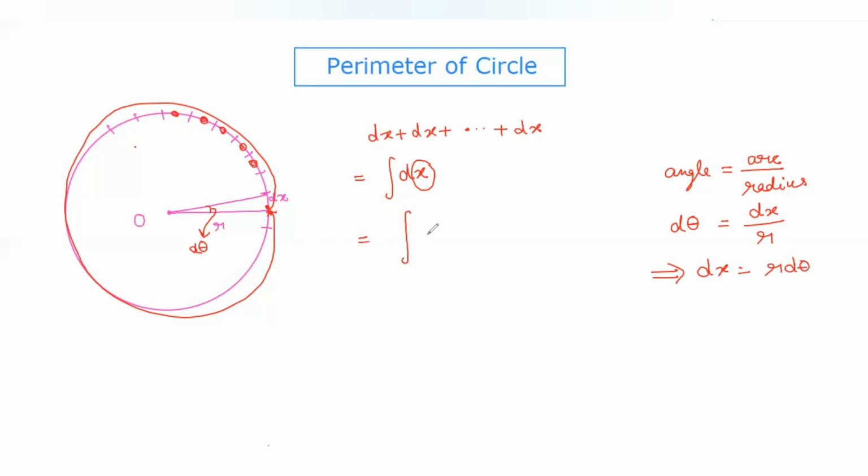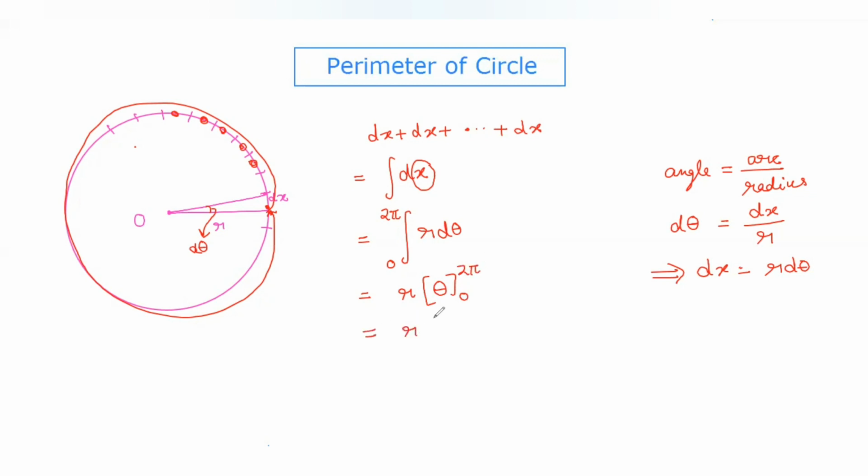Now let me substitute this in our original expression. We'll get integral of r d theta. Now we know that integration has some limits, and we also know the limits of this integrating variable: from 0 to 2 pi radian. Now since r is a constant, we'll get this expression with its limit going from 0 to 2 pi.